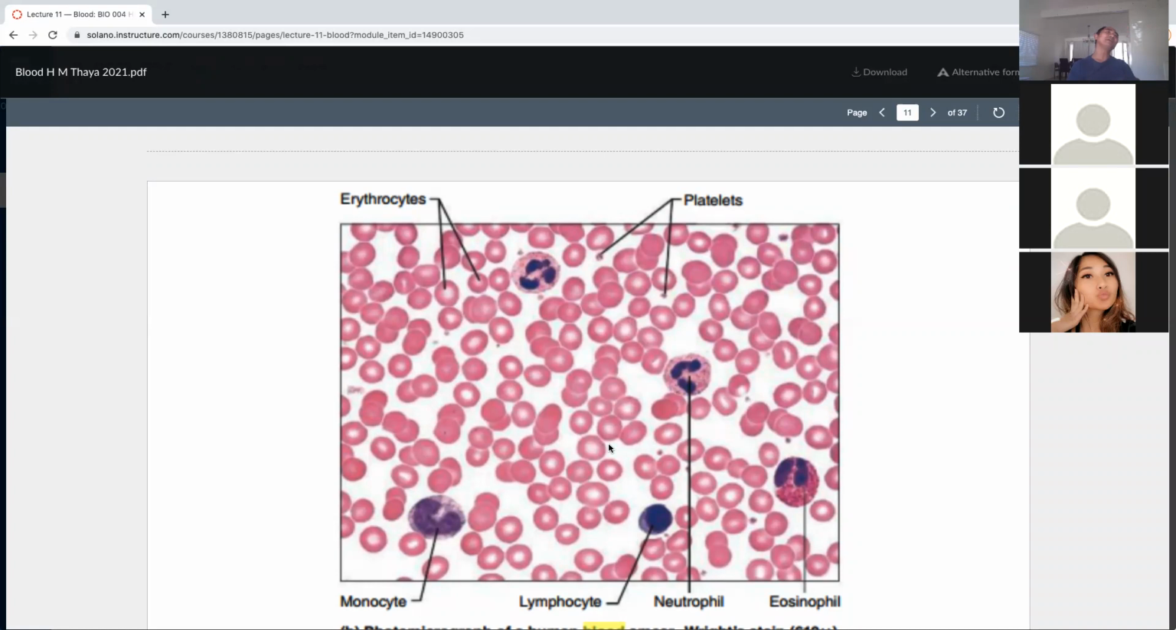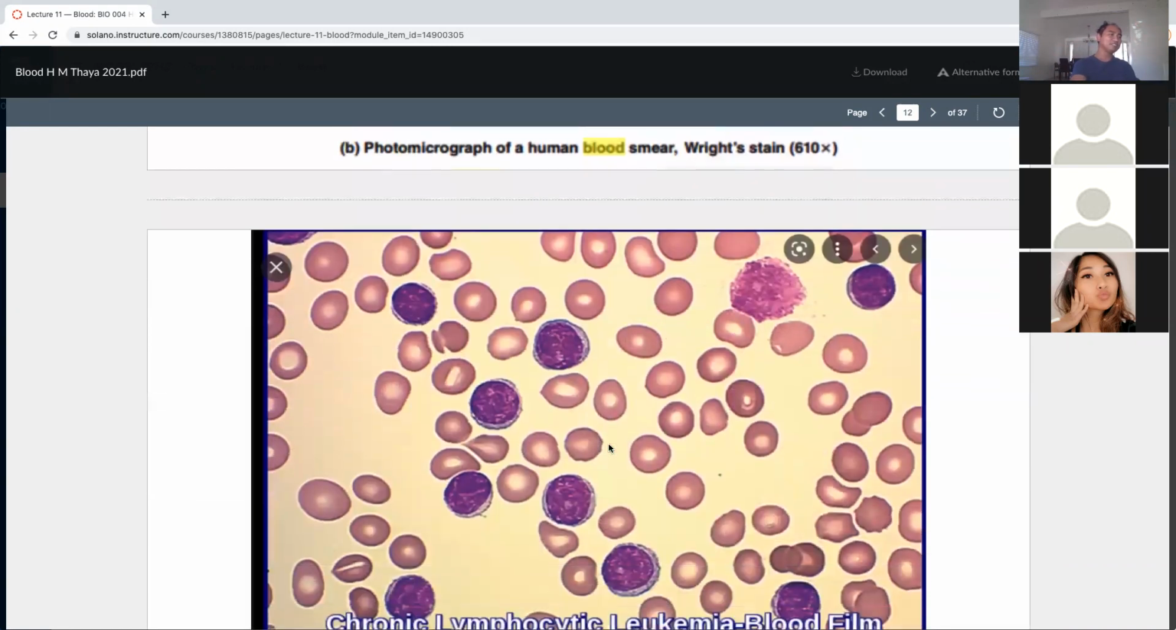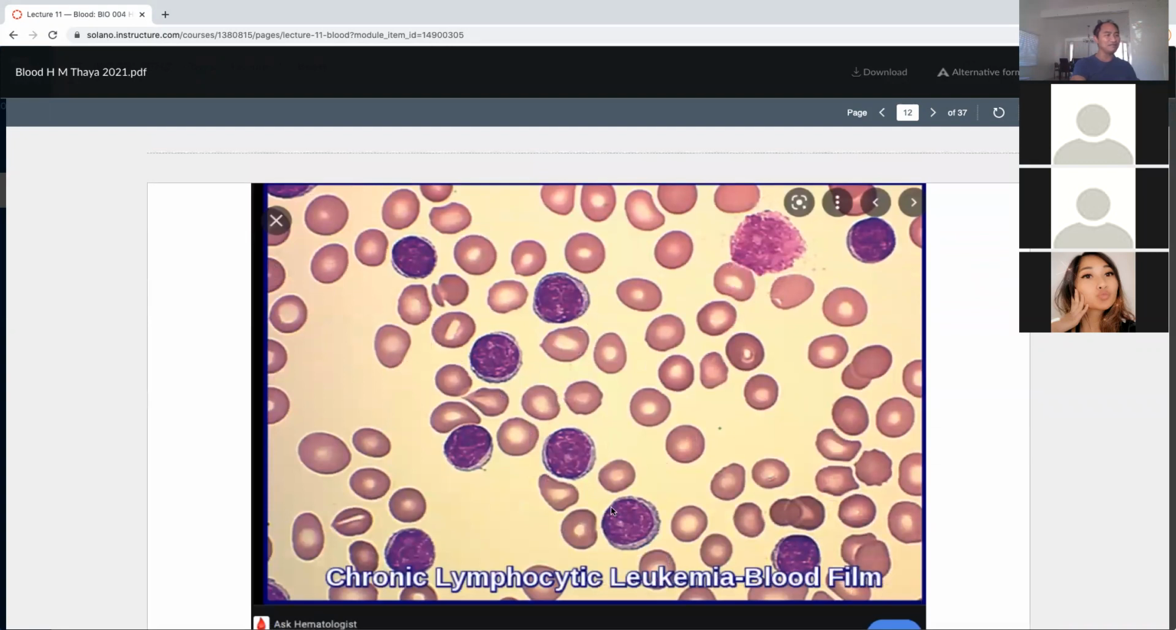So if you want to make a bet, you have to put your bet on the neutrophil, isn't it? Because neutrophil makes about 40 to 60% of the white blood cells. So you are going to see lots and lots of neutrophils. This is a blood film with a lot of lymphocytes here. It is called lymphocytosis, which could be lymphocytic leukemia, or it could be just an overwhelming infection.